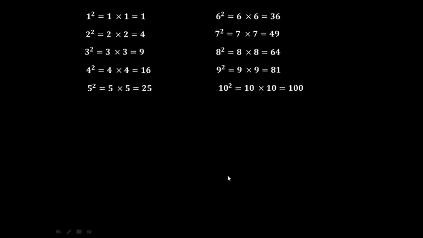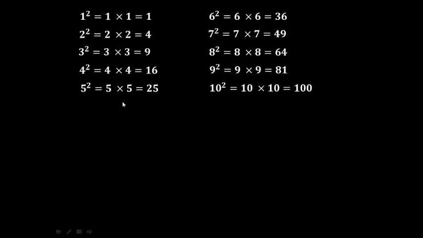Now let's take the squares from 1 to 10. 1 square is equal to 1 into 1 is equal to 1. 2 square is equal to 2 into 2 is equal to 4, like that. The square of 3 is 9. Square of 4 is 16. Square of 5 is 25. Square of 6 is 36. Square of 7 is 49. Square of 8 is 64. Square of 9 is 81. Square of 10 is 100.